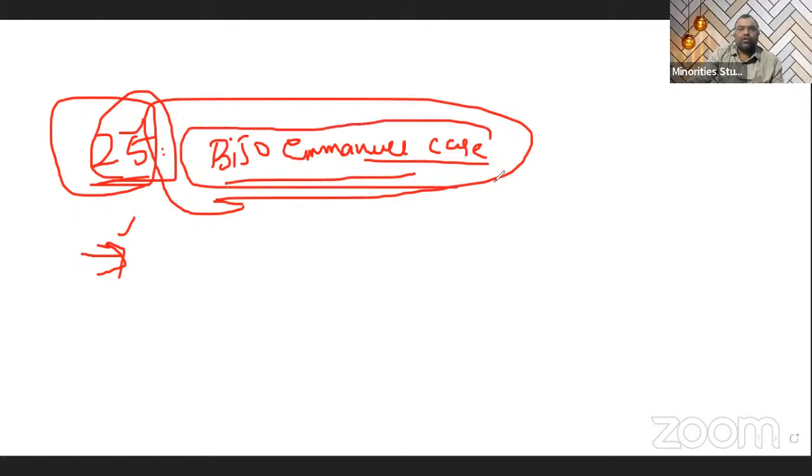So what is this Bijoe Emmanuel case? In Kerala there were 3 students. They were suspended from the school for not singing the national anthem. Those 3 students belonged to one particular community. They said that singing the national anthem is against their religion. In their religion there is no singing. That is what the Bijoe Emmanuel case says.